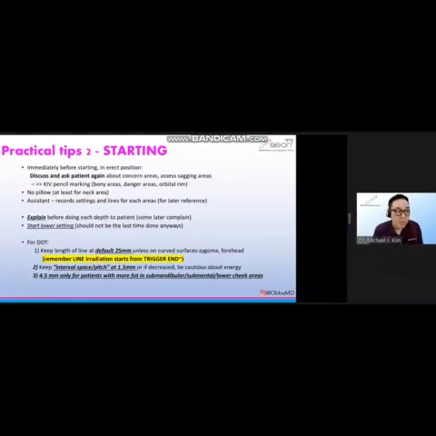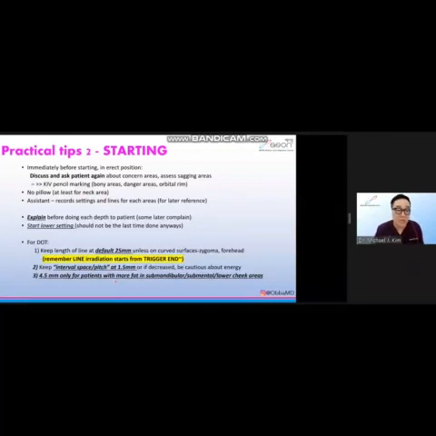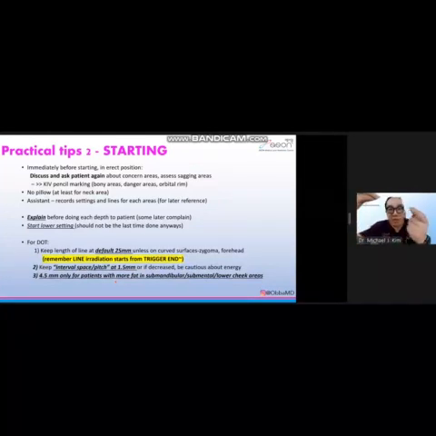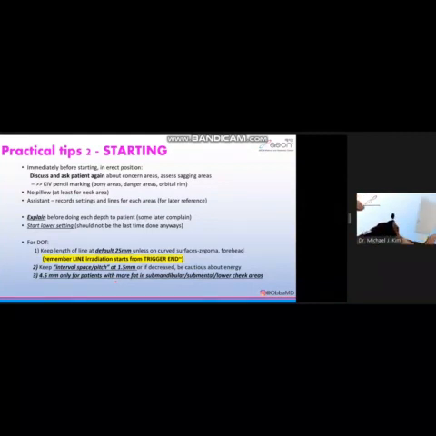For the dot, keep the length of line at the default 25 millimeters, unless on the curved surfaces like the zygoma and forehead. And remember that when you're firing, there's an arrow on the cartridge. This is where the measurement starts. It's not from this side, but from this side. So remember that if it's 5 mm, 10 mm, 15 mm, it's going from this side. Sorry, you can't see it that well.